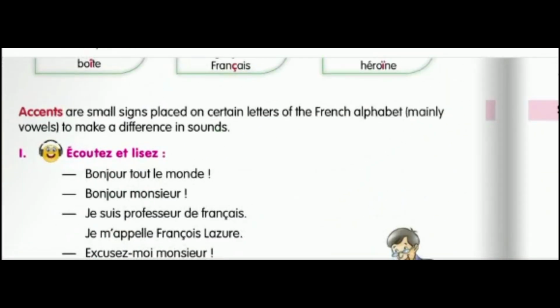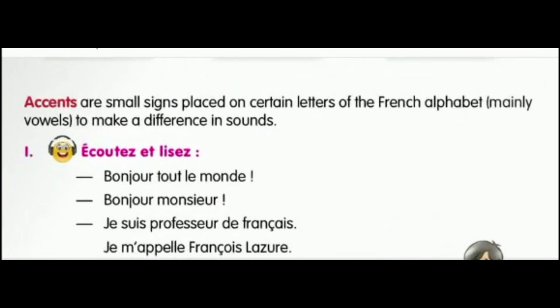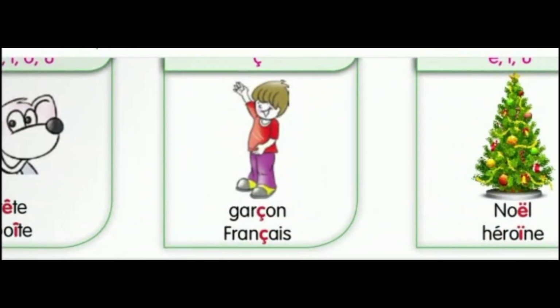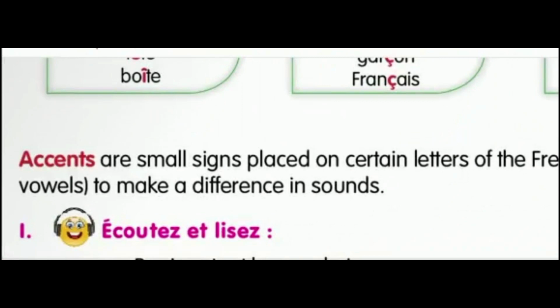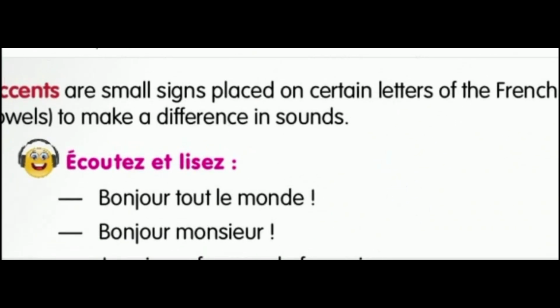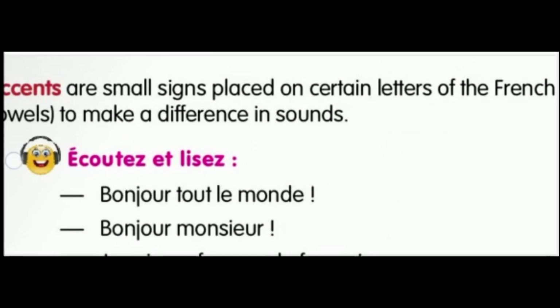Now let us understand what accents are. Accents are small signs placed on certain letters of the French alphabet, mainly vowels, to make a difference in sound. Now why is it said that only on certain letters? A letter like garçon, for example, cannot take an accent on every letter, so only certain letters, mostly vowels. They are used to make a difference in sound.